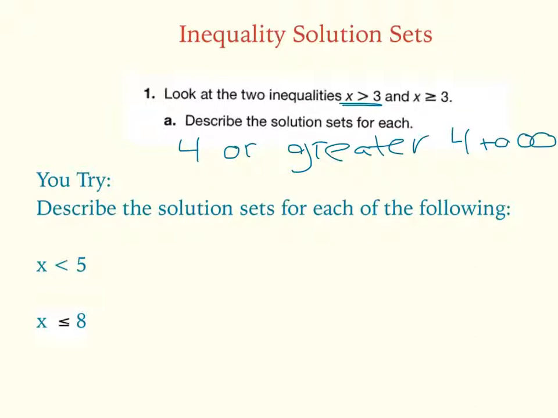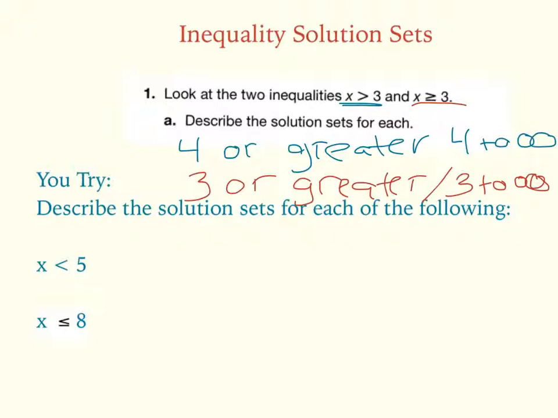Now looking at x is greater than or equal to 3, this can be 3 because it has that equal to sign. So the number can be 3 or any number that's greater. And once again, you could say 3 to infinity. Let me make a better infinity symbol because that one is not very pretty. There we go.